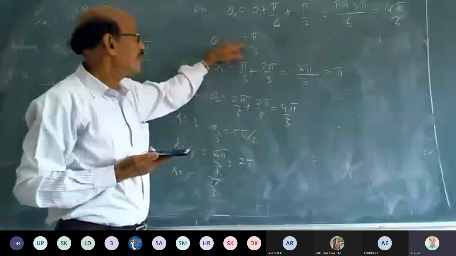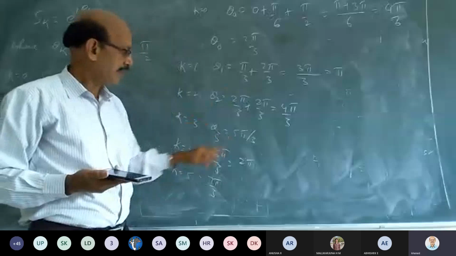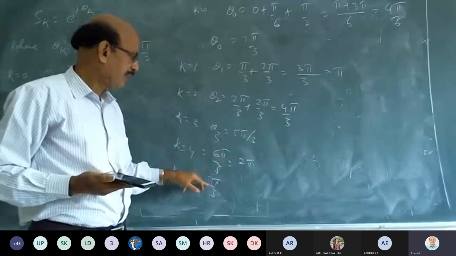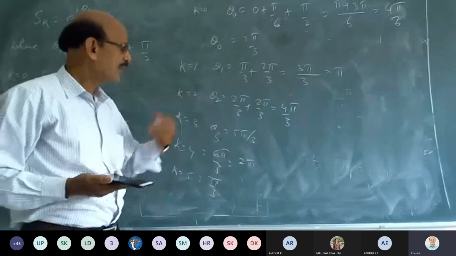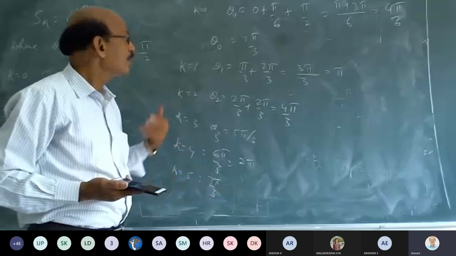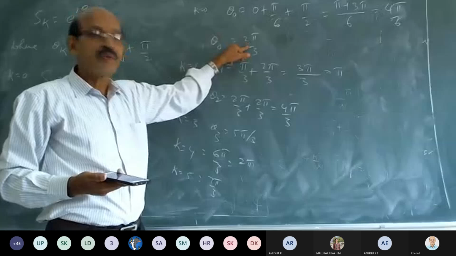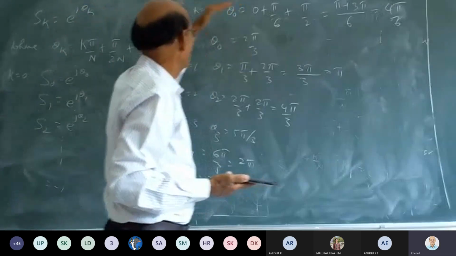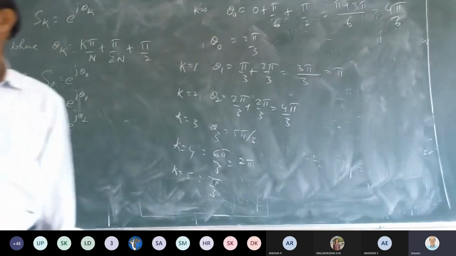So look at this. The first value is 2 pi by 3, 3 pi by 3, 4 pi by 3, 5 pi by 3, 6 pi by 3 is nothing but 2 pi, 7 pi by 3 means 2 pi plus pi by 3. If I go for one more value, it would be 2 pi plus 2 pi by 3, which is the same as 2 pi by 3. That means from then onwards, these values are going to be repeated. So for n equal to 3, we get 6 values of theta, or 6 poles.